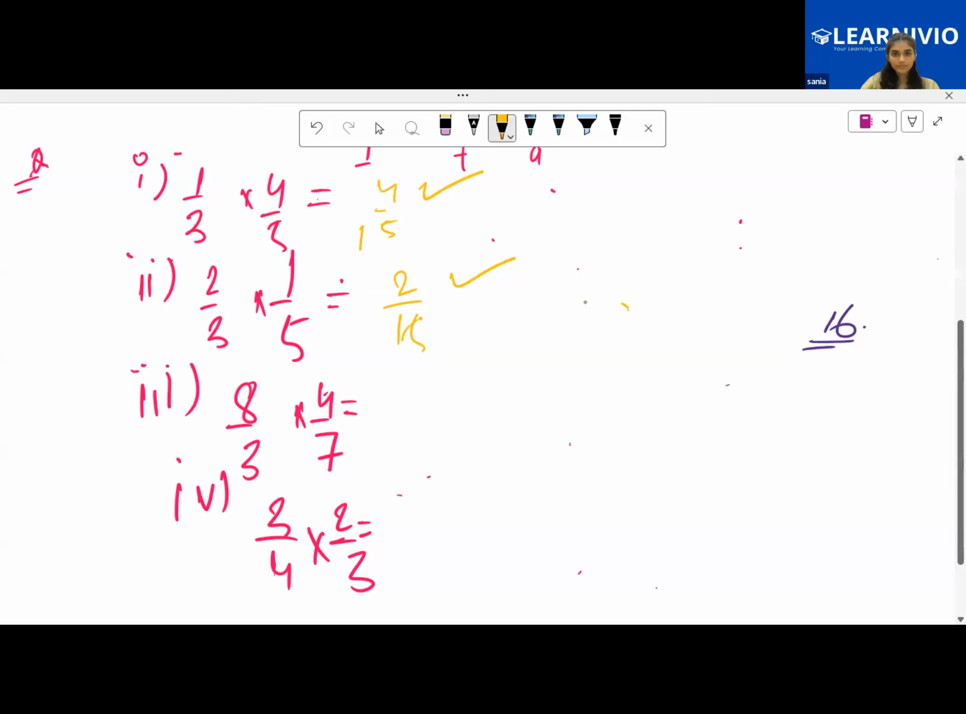I got 32 by 21 for the third one. Okay, correct. And for the last one, I got 6 by 12. And after simplifying, I got 1 by 2. You got 1 by 2. Okay, that's also correct. Very good, Zanera. You've done all of them correctly.